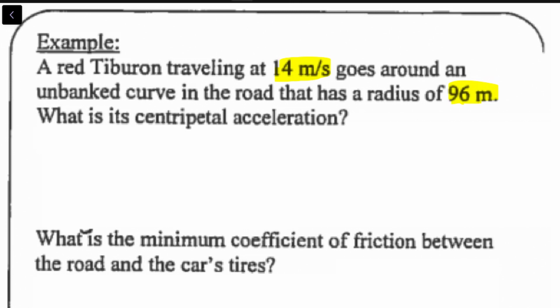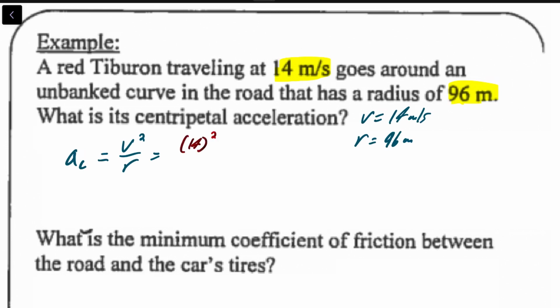All right, so here I'm looking for a_c. I have those two formulas. Which formula should I use? Should I use v squared divided by r, or 4 pi squared r divided by period squared? Well, because I have velocity given at 14 meters per second and a radius of 96 meters, I should definitely use the first equation. I plug those numbers in, 14 squared divided by 96, and that's going to give me my centripetal acceleration.